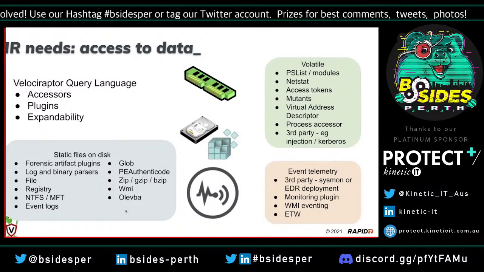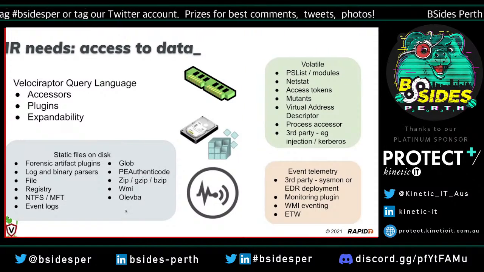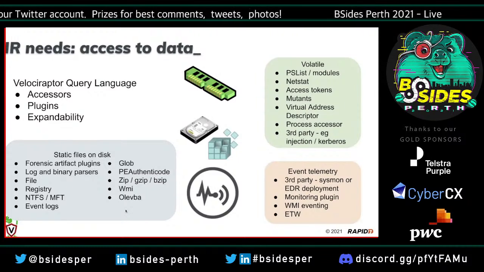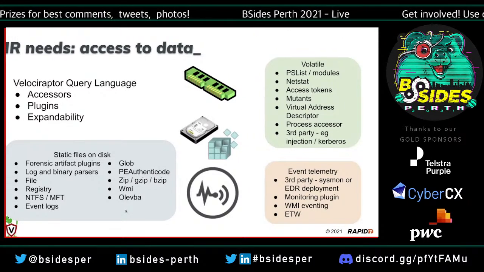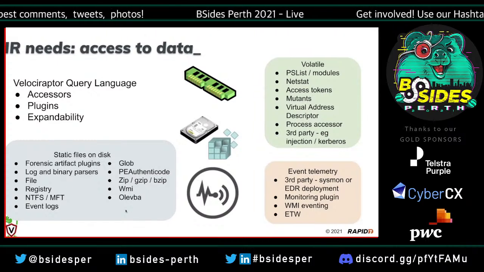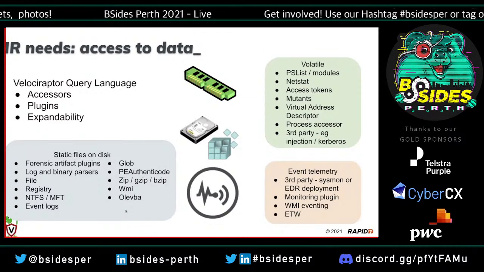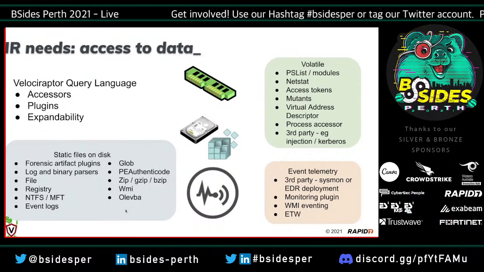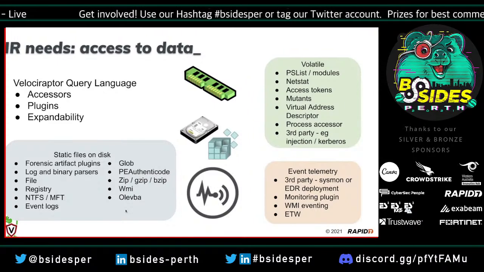An interesting accessor that I'm going to cover today is zip, which essentially lets us see inside zip files. I'm also going to show glob, which is a plugin we use in a lot of artifacts that lets you do exactly like glob in programming, search over the file system or registry to look for things of interest. On the right-hand side, we've got volatile, and I've listed a few of our plugins there.